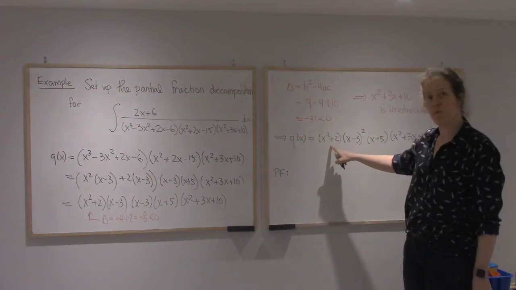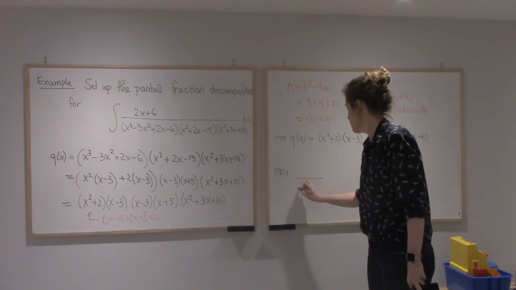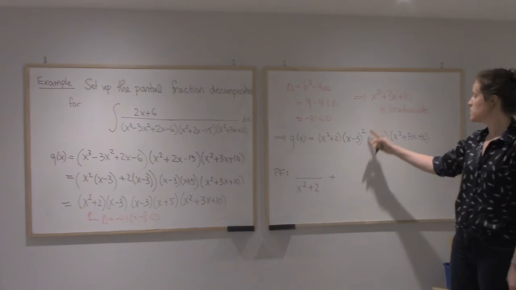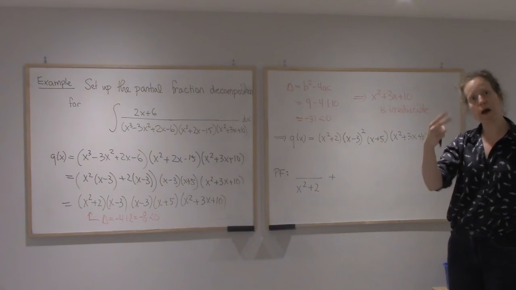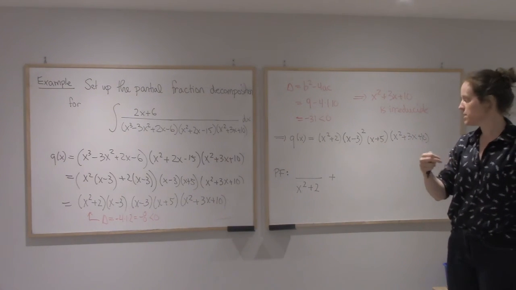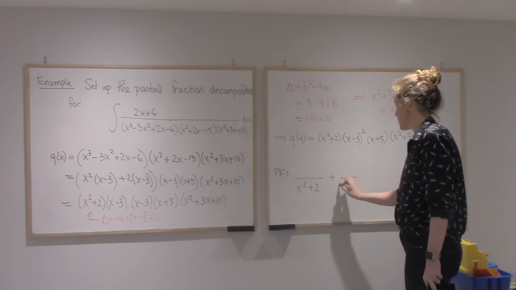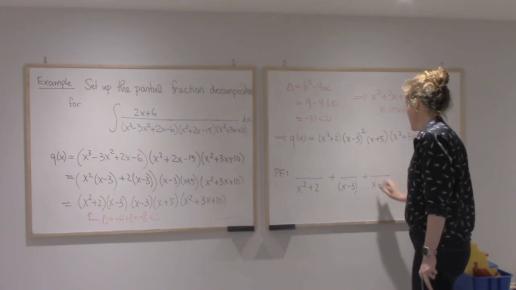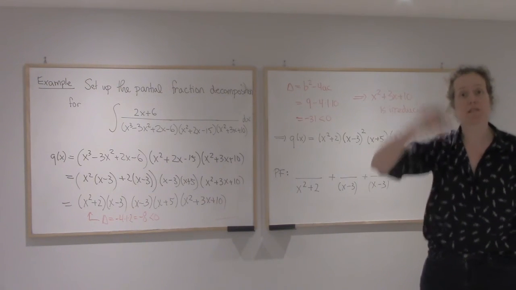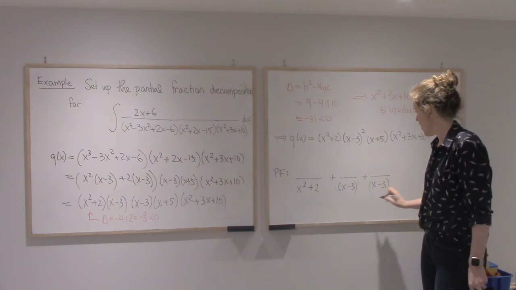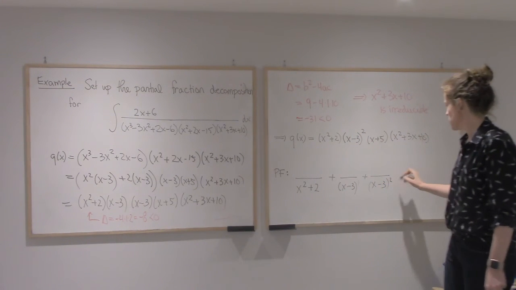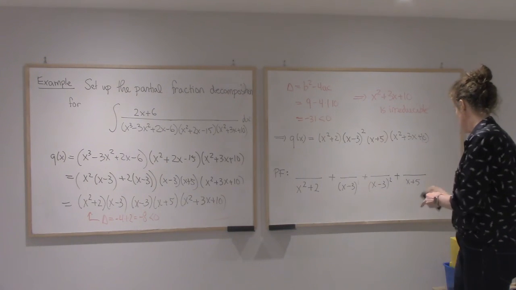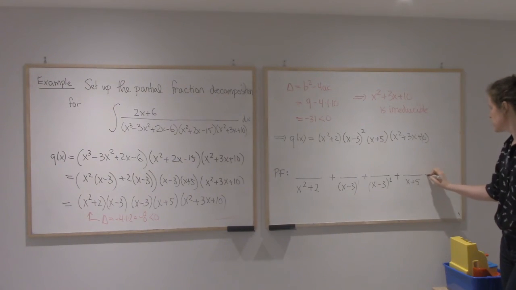is going to have one term for x squared plus 2. For x minus 3, I have x minus 3 twice. That means I'm going to need two separate terms for x minus 3. And remember that each time you increase the degree by 1 until you reach 2. So I'll have x minus 3 to the 1, x minus 3 squared. This one's alone, so I need a single term. This one's alone as well.